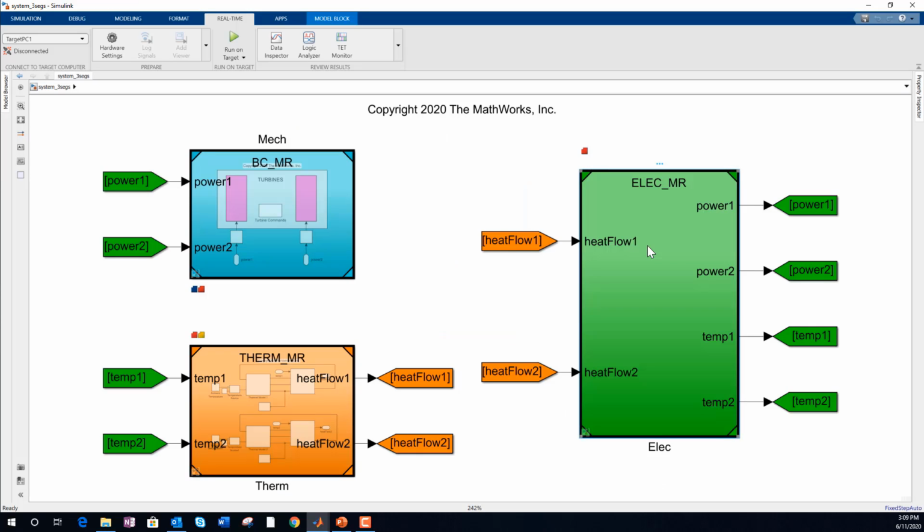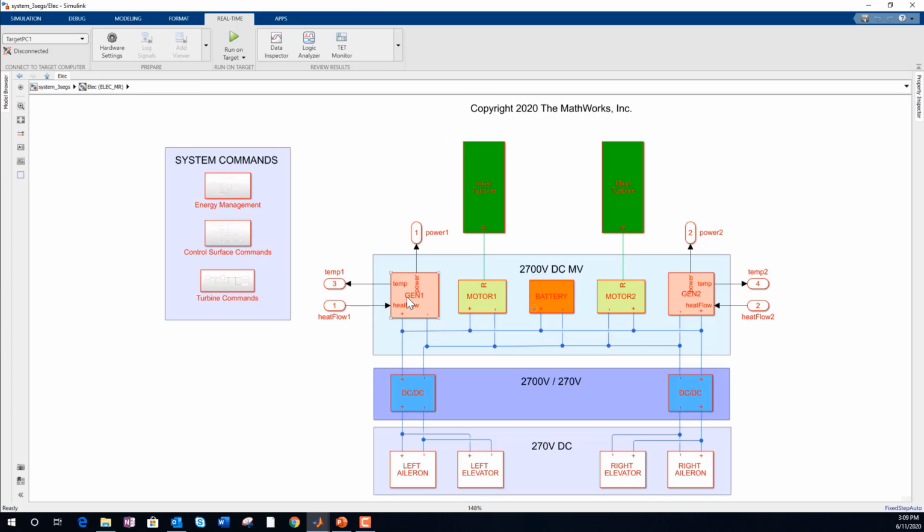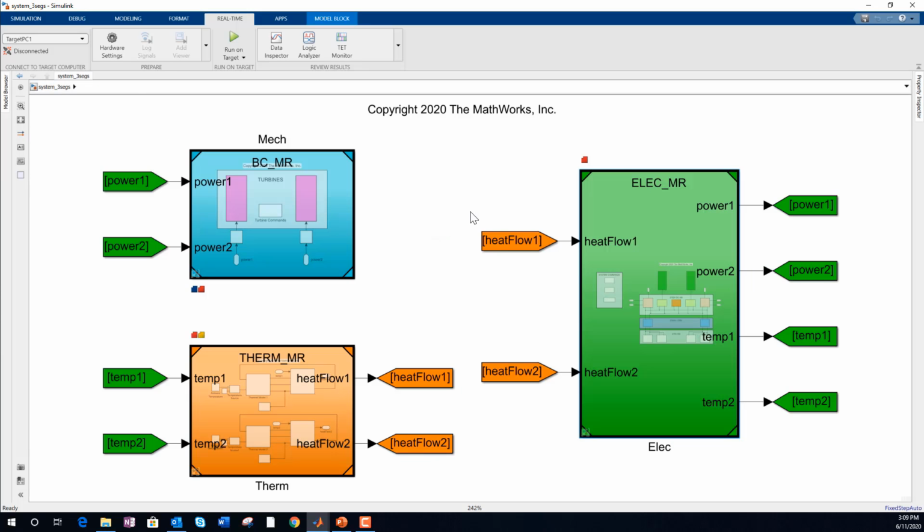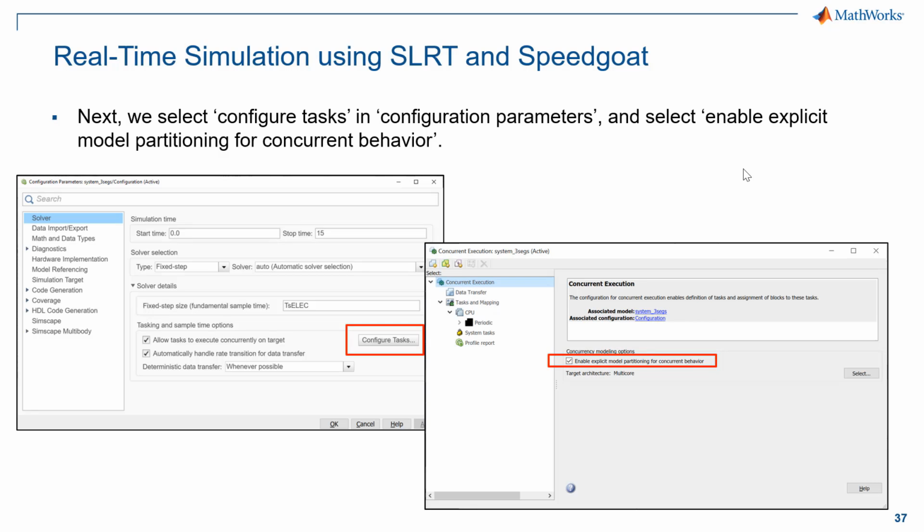Finally, the electrical system. So you can see we're transferring data in and out of the generators. So temperature, heat flow for the thermal system and power for the Brayton cycle gas turbines. And so with these signals, we then use go-to-from in order to get the appropriate signal connectivity for us to complete the full system.